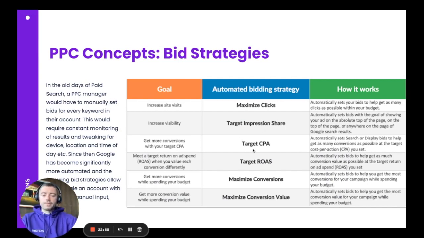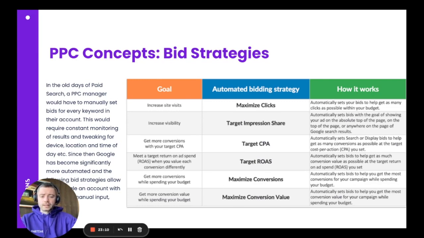The target CPA might be if you have, say, £100 a day, but you don't necessarily want to spend all of it, and you just want to say to Google, there's £100 a day to spend, but I need you to convert users at £5, then Google will kind of work it out. If you are budget constrained, maximize conversions is the way to go.